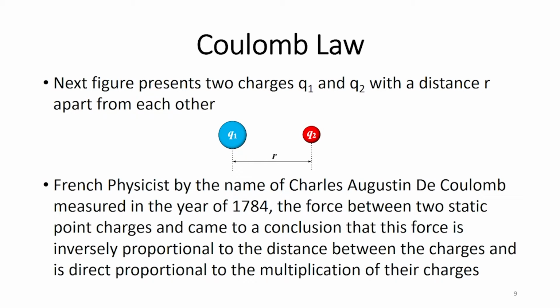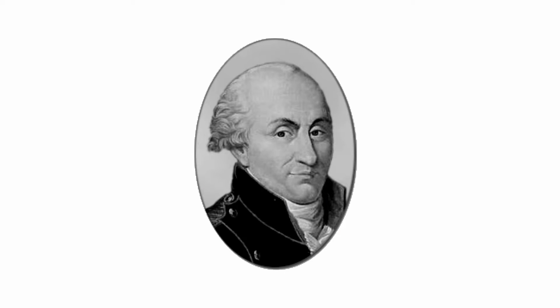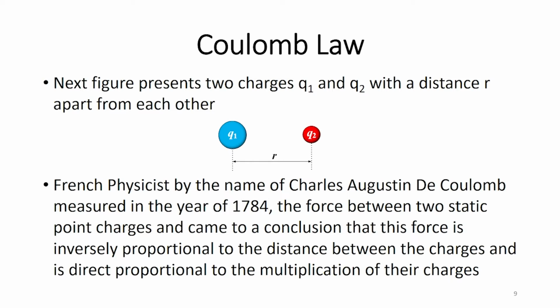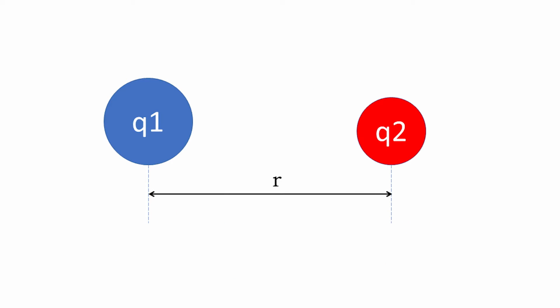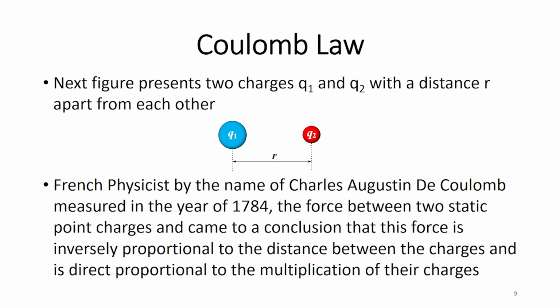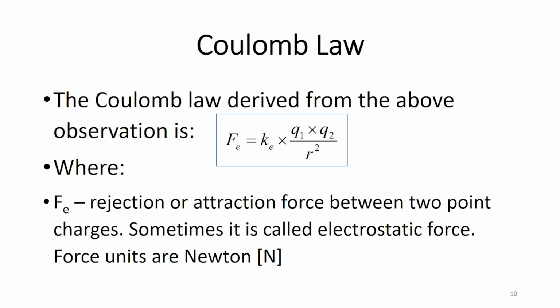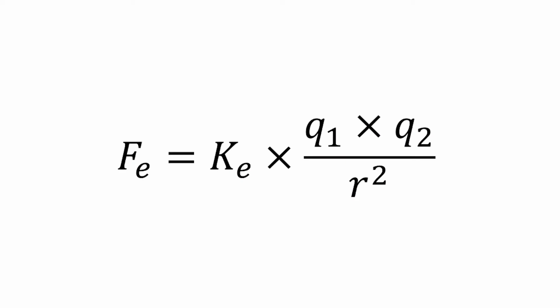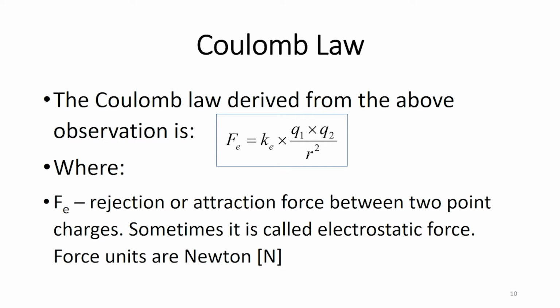French physicist Charles Augustin de Coulomb measured in the year 1784 the force between two static point charges and came to the conclusion that this force is inversely proportional to the distance between the charges and is directly proportional to the multiplication of the charges. The Coulomb law derived from the above observation is Fe equals Ke times Q1 times Q2 divided by r squared, where Fe is the repulsion or attraction force between 2 point charges. Sometimes it is called electrostatic force.